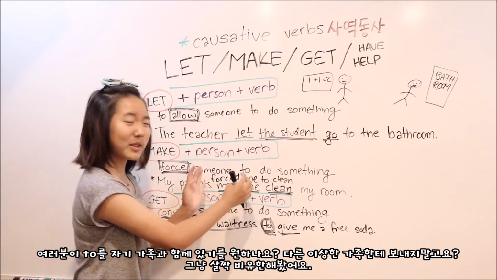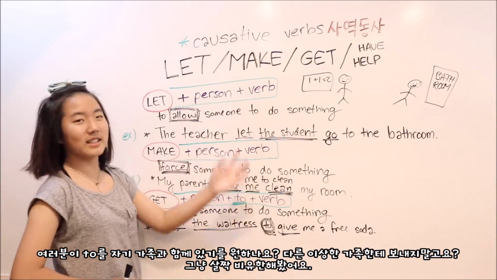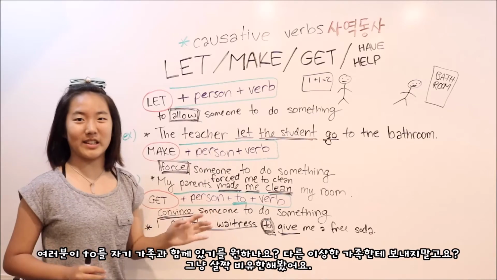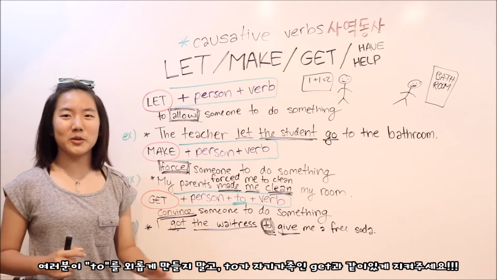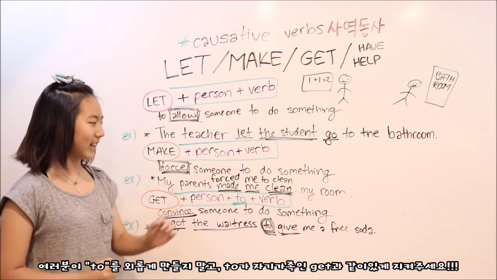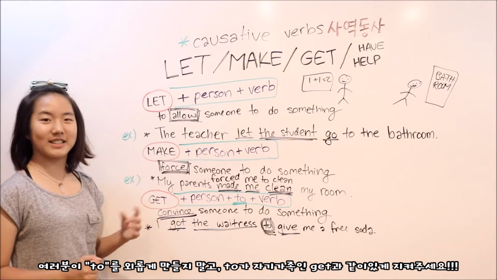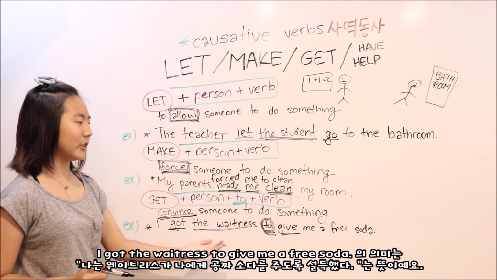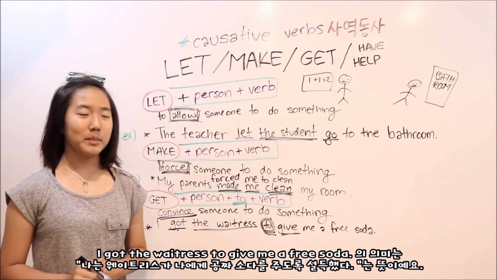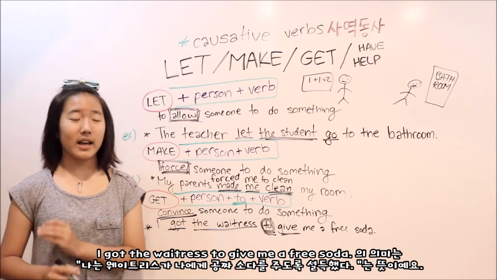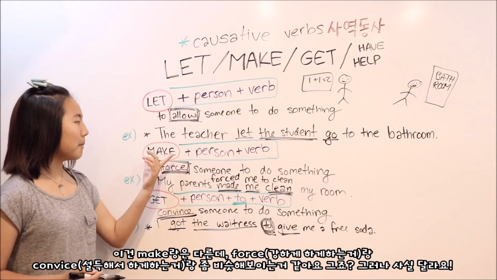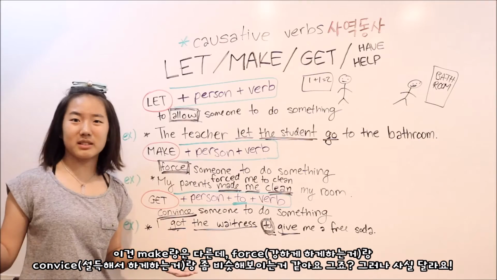You want it to stay with its own family and not send it off to some weird other format family. So that's just a small metaphor. You have to keep the to, not make it lonely, and keep it in the same family of get. So I got the waitress to give me a free soda, meaning that I convinced the waitress to give me a free soda. And this is different from make because make, forced, convince seems the same thing, right?